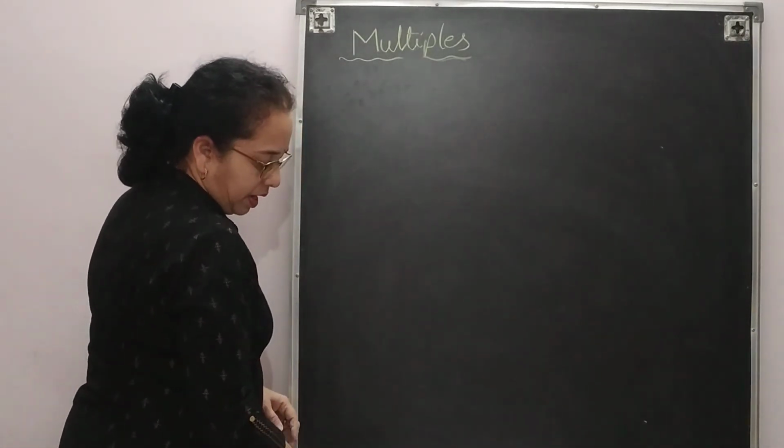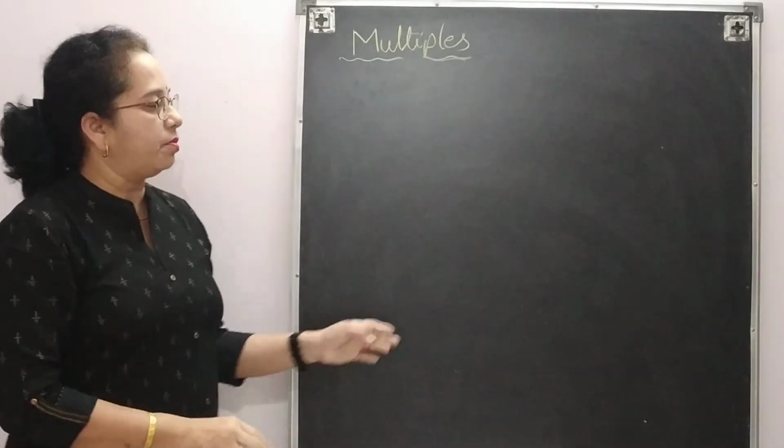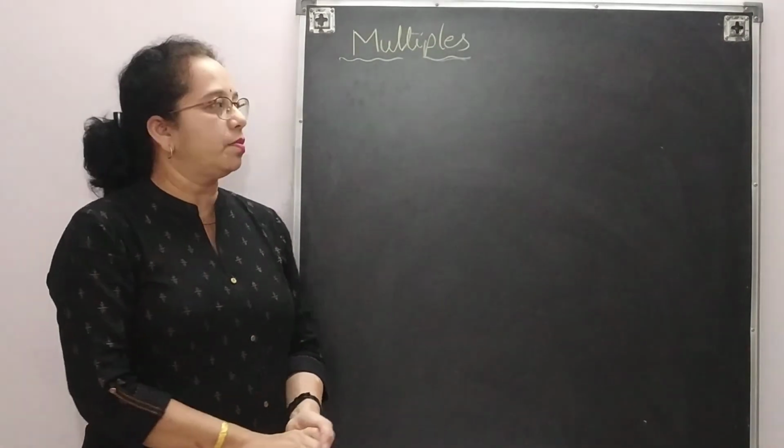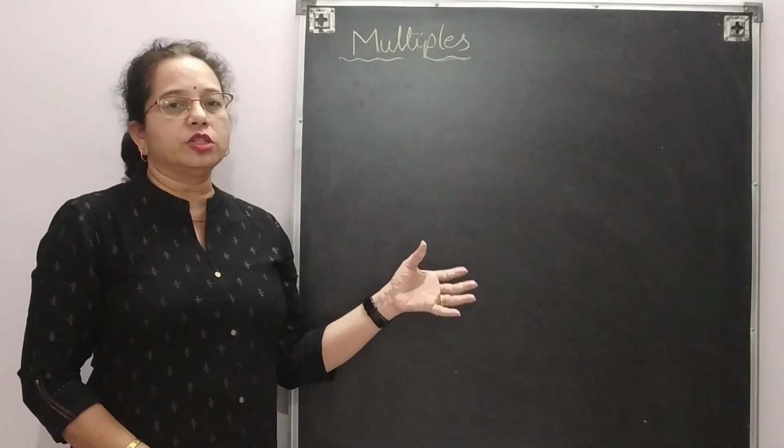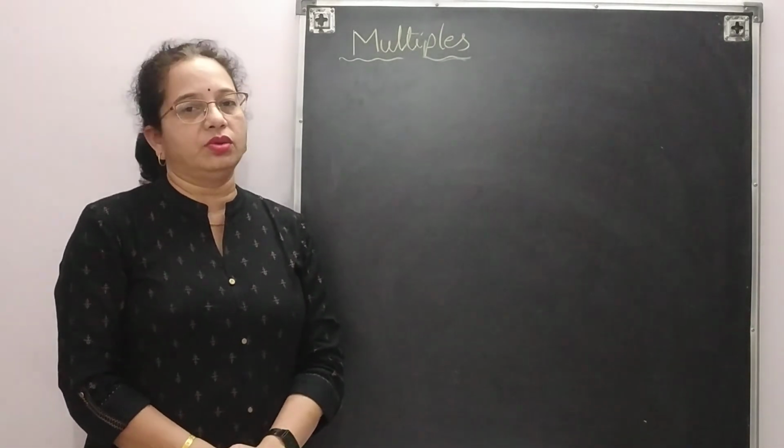Okay. So I think everybody is clear with the method how to multiply 3-digit number by 3-digit number. Mostly we use multiplication of 2-digit number by 2-digit number.